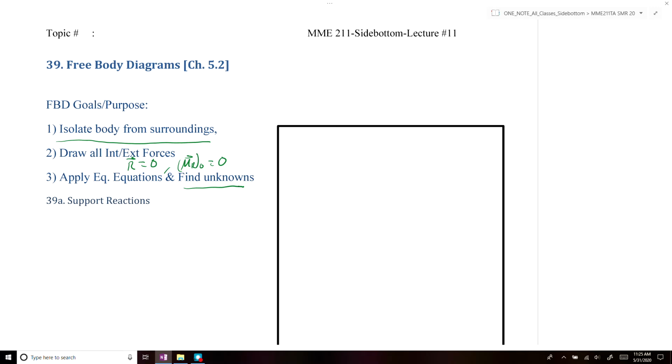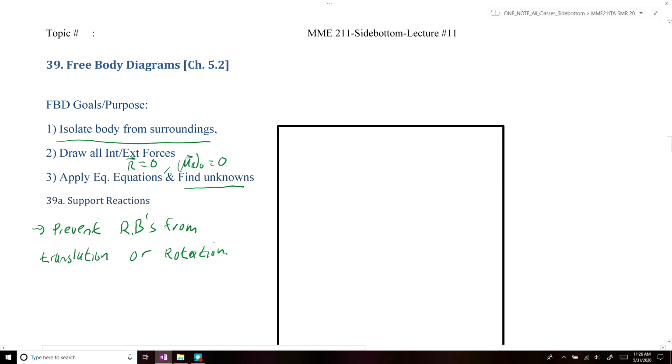So in order to properly draw a free body diagram, we need to be able to account for a few things. One of the things is that typically our rigid bodies are not just floating in space; they are supported in some manner by some type of support. Support reactions prevent our rigid bodies from translation, which is linear motion, or rotation, which is rotary motion.